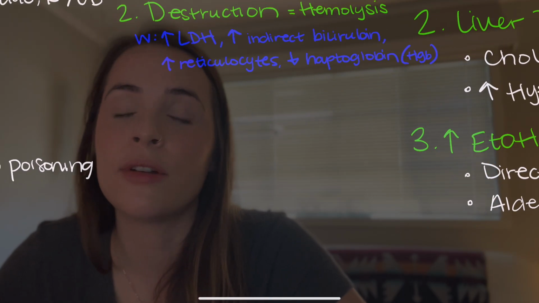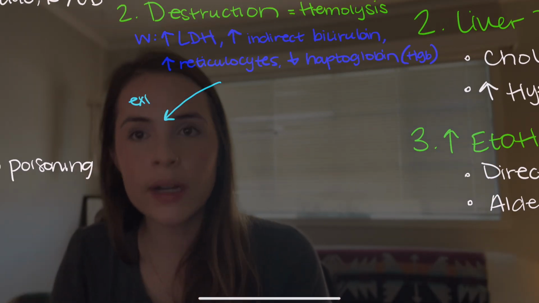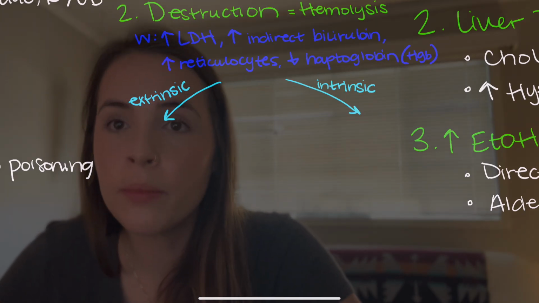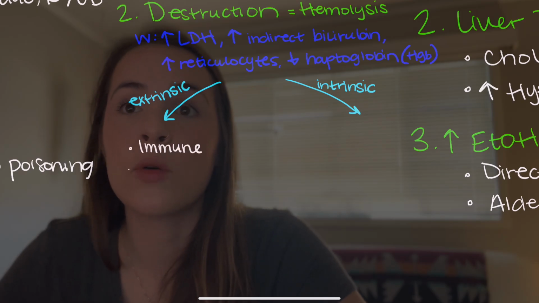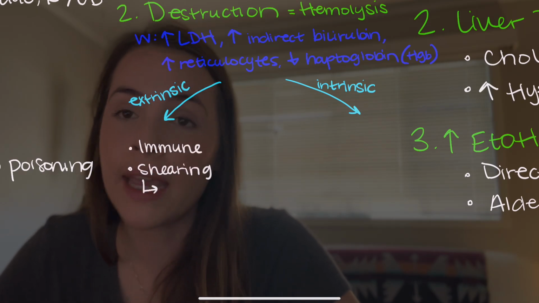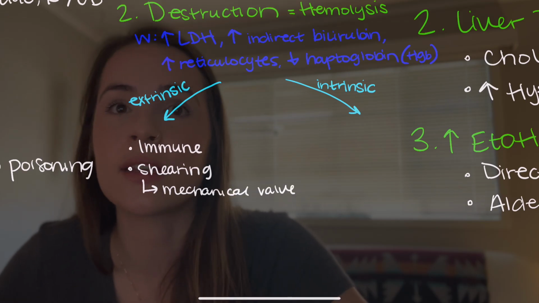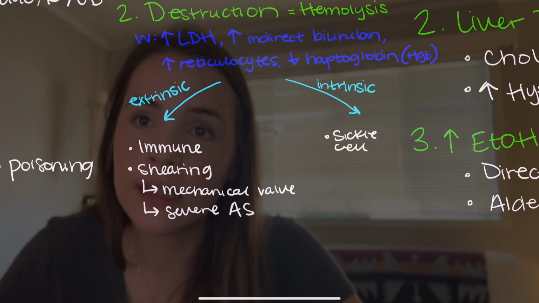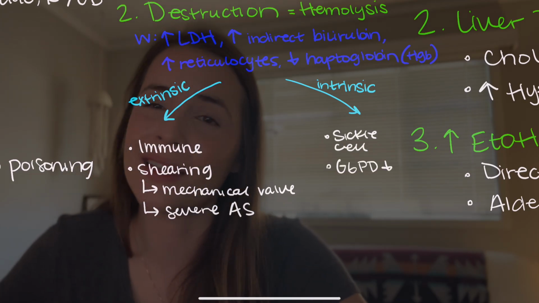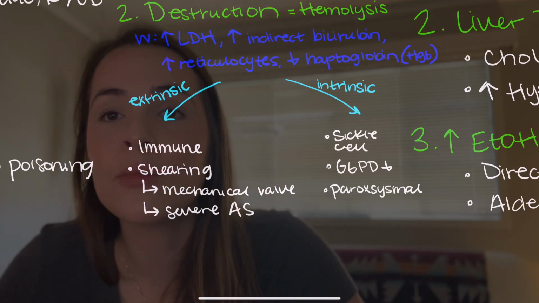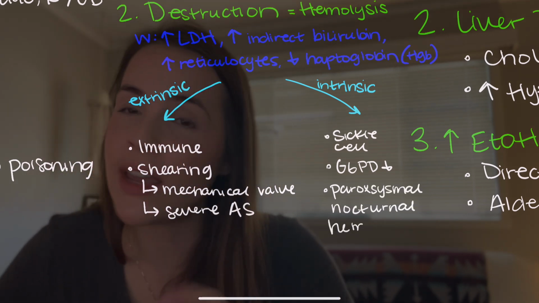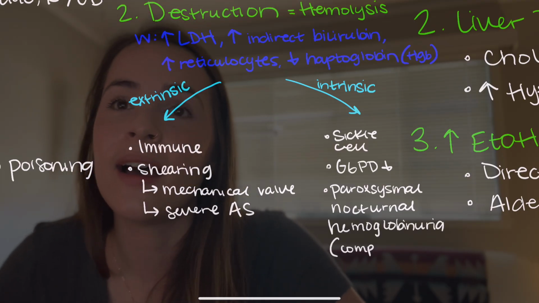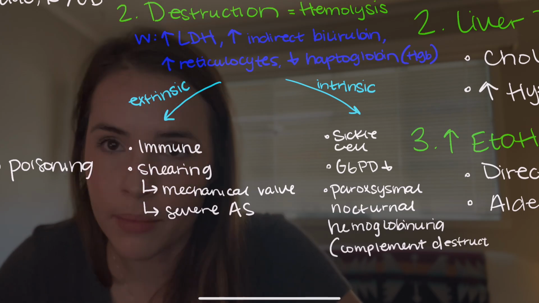And these can be caused from processes outside the red blood cells or inside the red blood cells. The ones that are outside the red blood cells are usually things like immune-mediated hemolysis, or even shearing from a mechanical heart valve or severe aortic stenosis. And then there can also be intrinsic causes of hemolysis, like sickle cell anemia or G6PD deficiency, or, rare, paroxysmal nocturnal hemoglobinuria. That's a fancy one. You can impress your attendings with this on the wards. That's basically a cause where cells are destroyed by complement.